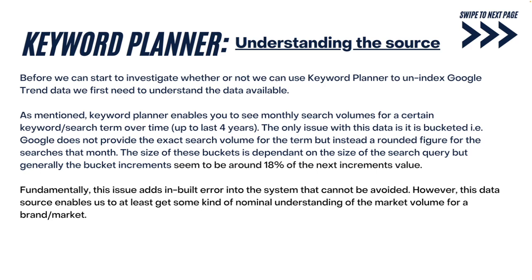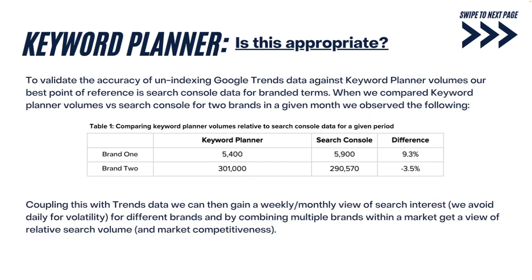Fundamentally, this isn't an issue that we can avoid. And when we actually look at kind of validating these figures for a couple of brands, we compared the Keyword Planner search volume that was being suggested relative to what was being seen in Search Console in a given month. And we saw the discrepancy generally was within 10% in both instances. So although a non-ideal situation, we think this is still valid, and we still look to use this to unindex the data that we get from Google Trends.